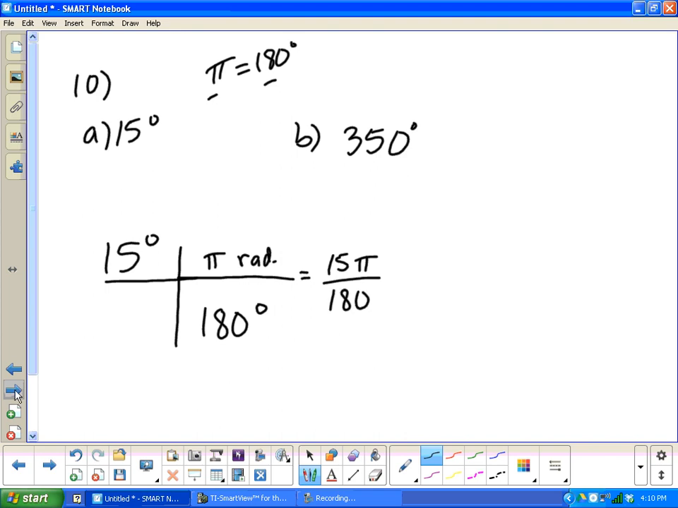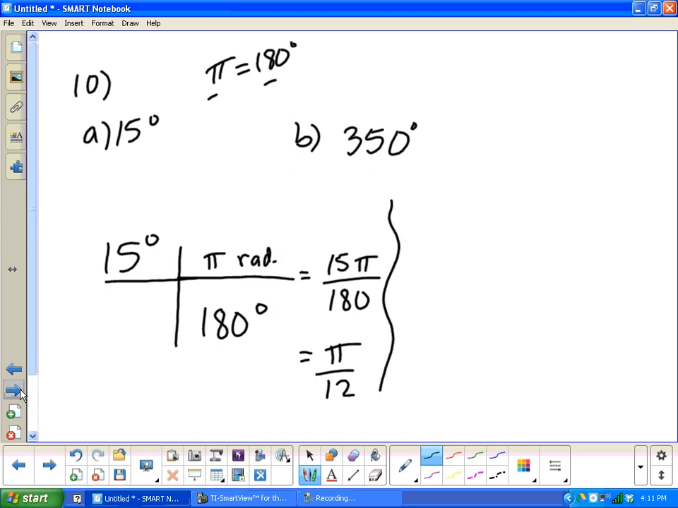Now all I have to do is reduce. I think 15 reduces out pretty good here. You could reduce by 5 first, then reduce by 3 after that. 180 divided by 15 is 12, so this would just reduce to pi over 12. Of course, you can just punch in 15 over 180 in the fraction mode of your calculator and hit enter, and it will reduce it for you. You'd leave off the pi symbol when you push it in the calculator.